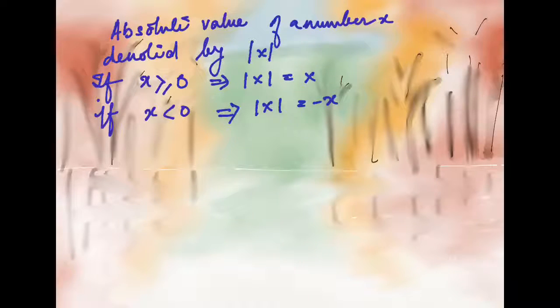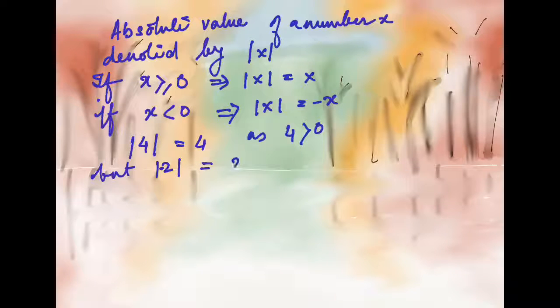For example, mod 4 equals 4 as 4 is greater than 0, but modulus of minus 2 is also 2, as it is taken as negative of minus 2.